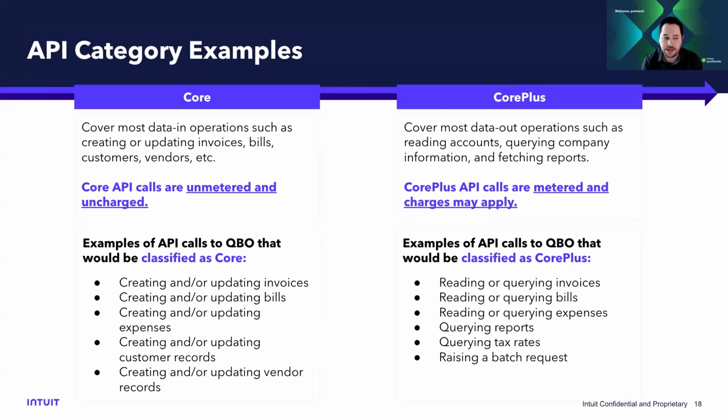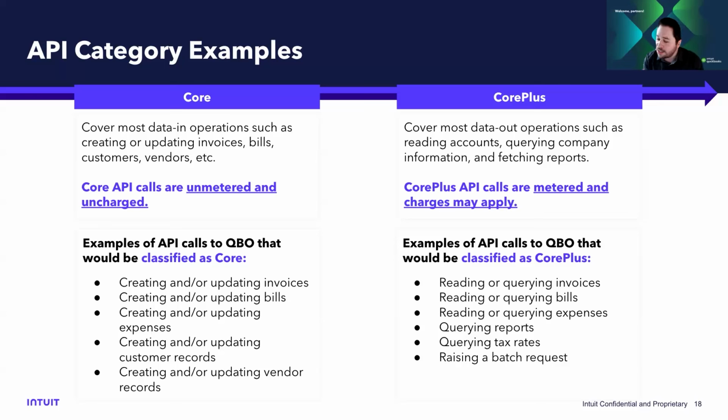Core can really be thought of as covering most data-in operations, things like creating or updating invoices, bills, expenses, customers, vendors. These are unmetered and uncharged. When we talk about the credits in just a sec, we can re-emphasize that these are unmetered and uncharged. Some examples of API calls to QuickBooks Online that would be classified as Core: creating or updating invoices, bills, or expenses, and even beyond transactions, looking at reference or list items like customer records or vendor records.